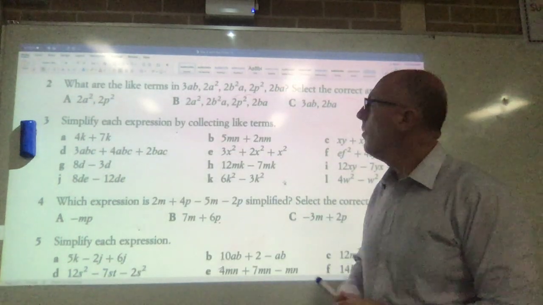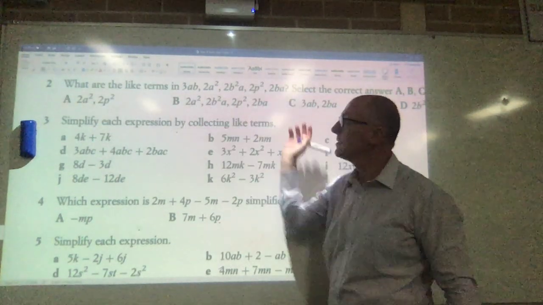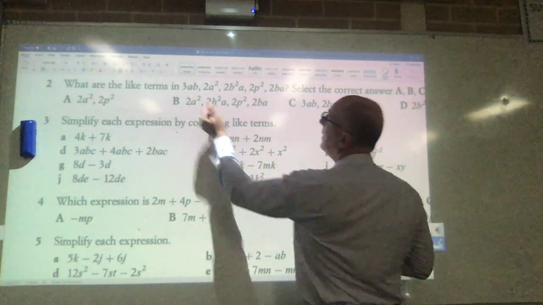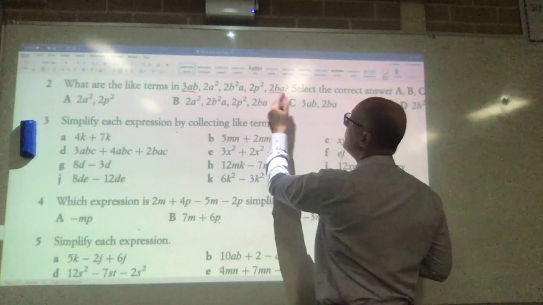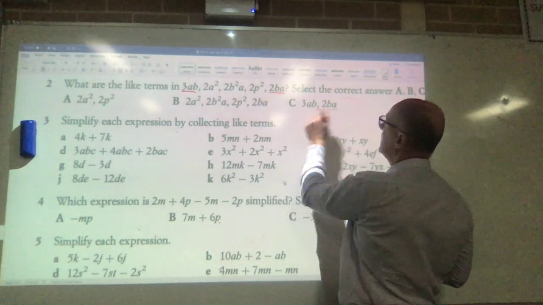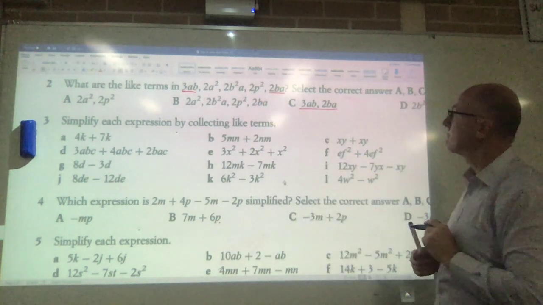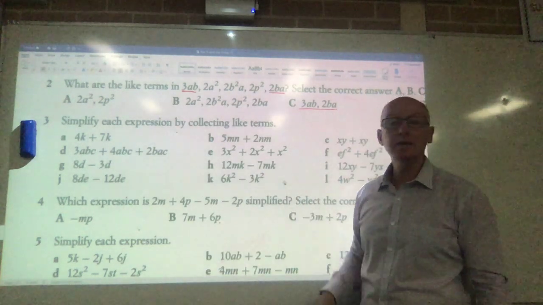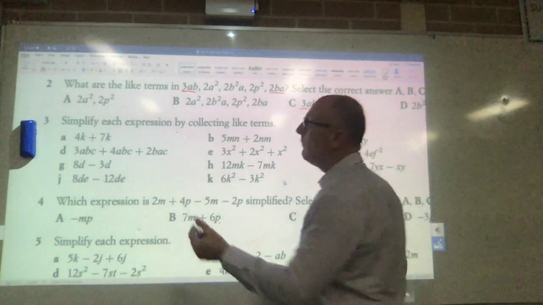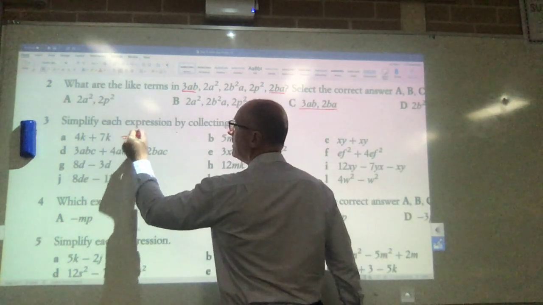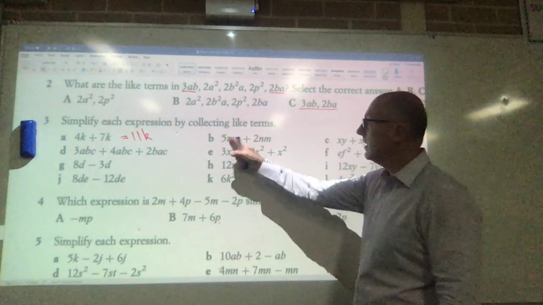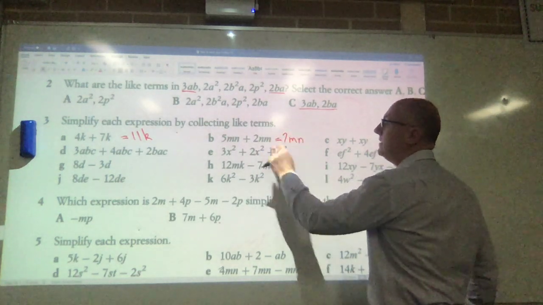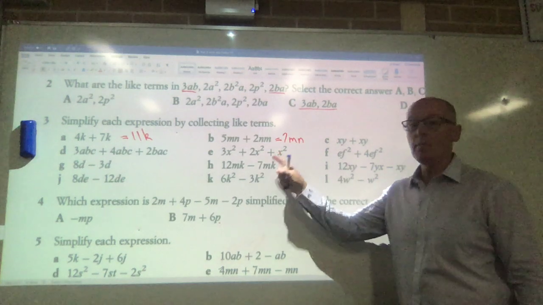Okay, question 2. What are the like terms? In question 2, it's a multiple choice answer. The like terms are 3ab and 2ba. So the answer is C. In question 3, simplify each term by collecting like terms. So 4k plus 7k is 11k. Like terms, the answer is 7mn.